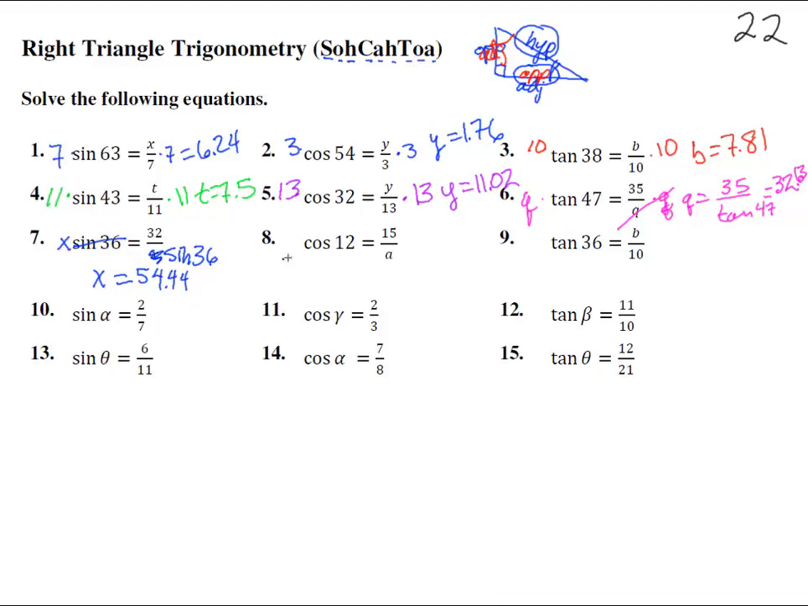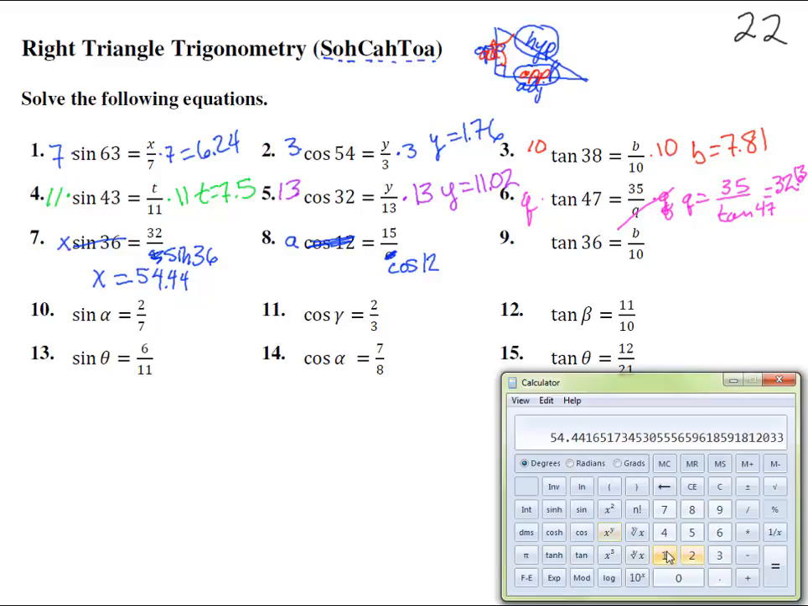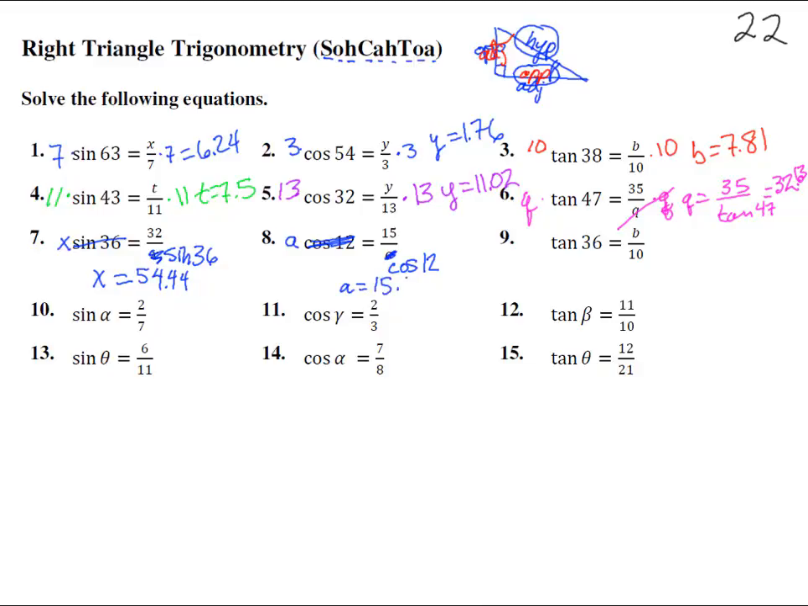Good. Number 8 says cosine of 12 equals 15 over a. Again, we've got to multiply that a up here, and the cosine of 12 has to be down here. Okay, let's punch that in. 15 divided by the cosine of 12 equals 15.34. A equals 15.34.